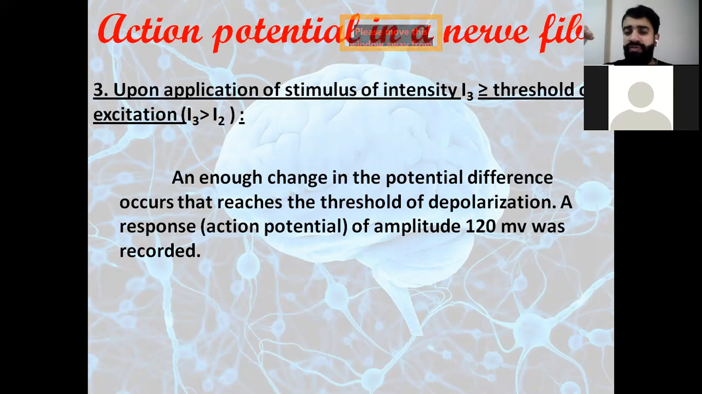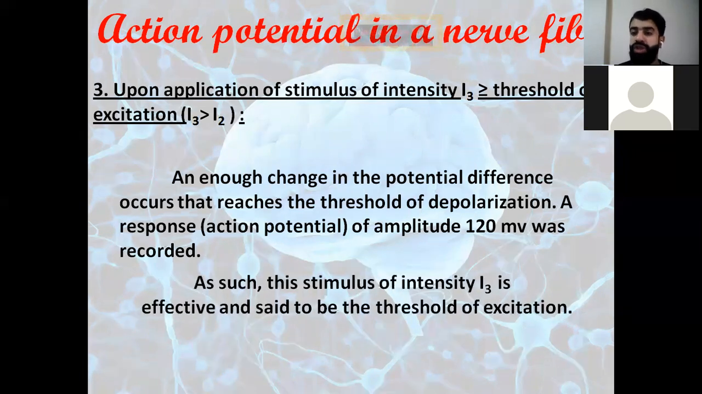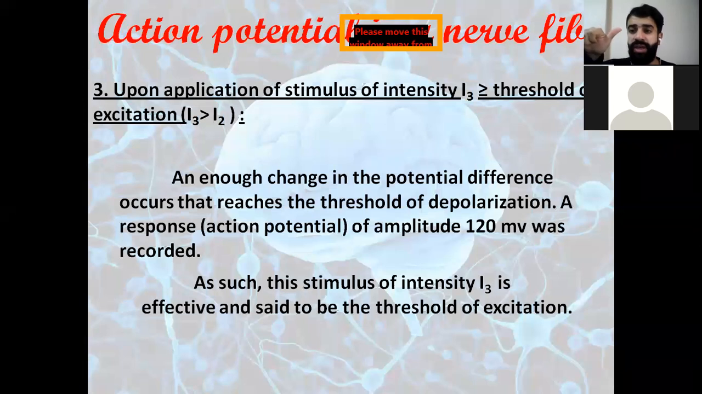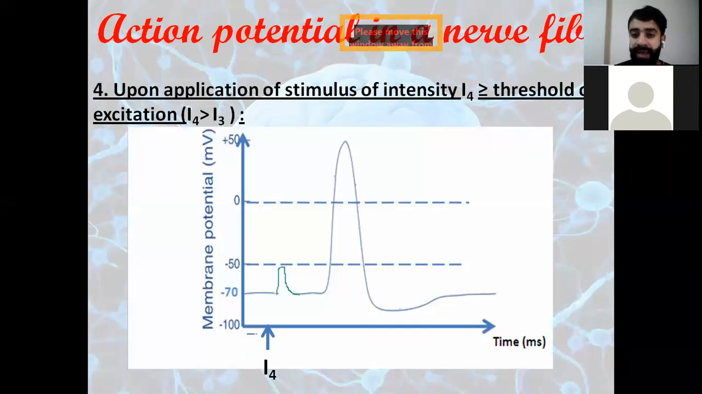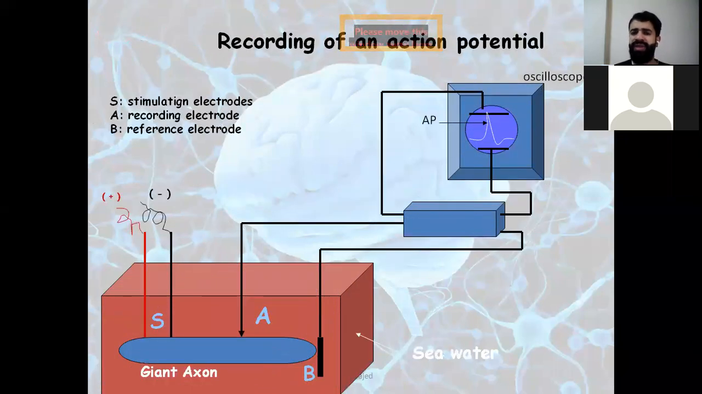What's the threshold of depolarization? A response of action potential of amplitude 120 was recorded. So you can say that I3 is the first intensity to cause an action potential. So it's called a threshold of excitation, and also it's effective. It has both names. It's an effective stimulation, since it causes the appearance of the action potential, and it's the threshold, since an action potential appears for the first time after this excitation. So they said 120 millivolts.